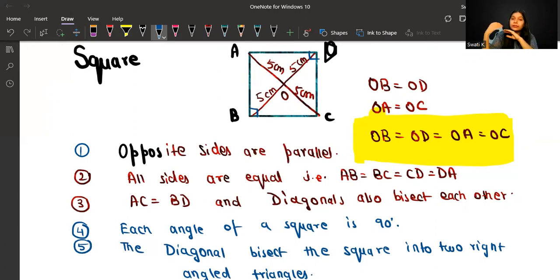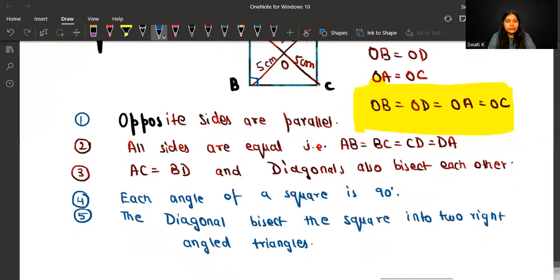So if you talk about diagonal AC, it is dividing the square into two equal right angle triangles, ABC and ADC. And if you talk about diagonal BD, that diagonal BD is basically bisecting the square into two equal, again, right angle triangles, that is ABD and BCD. That is it. All right, so these are the properties of a square.